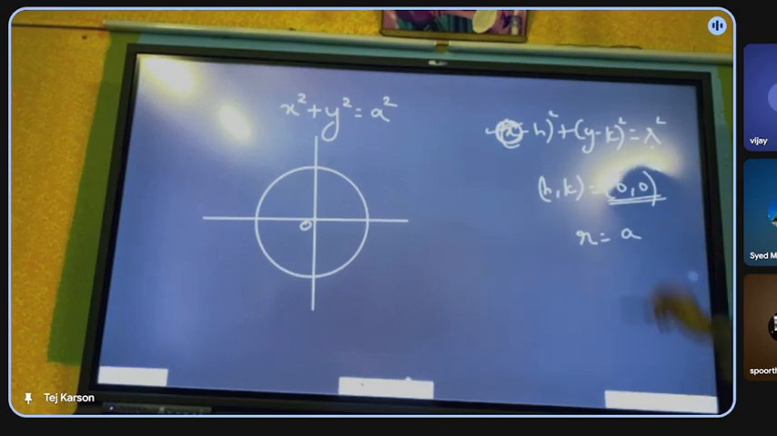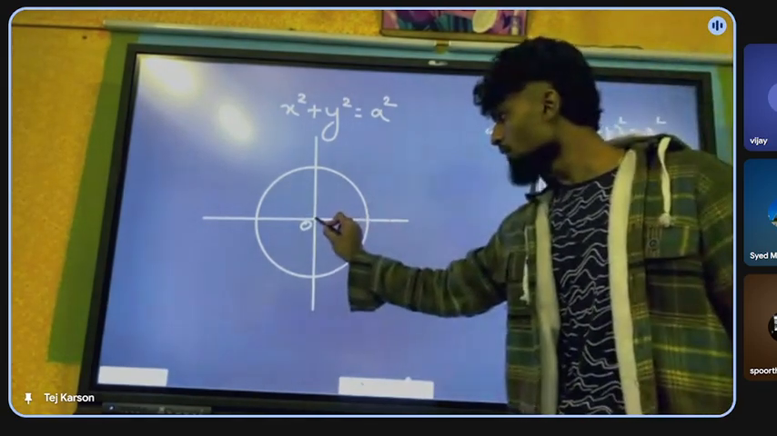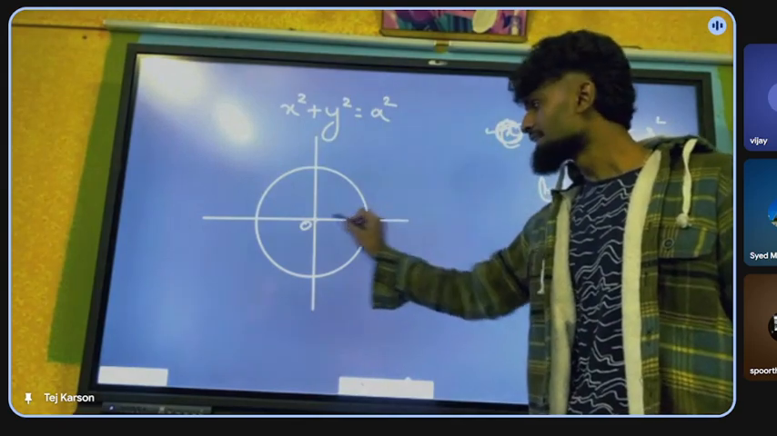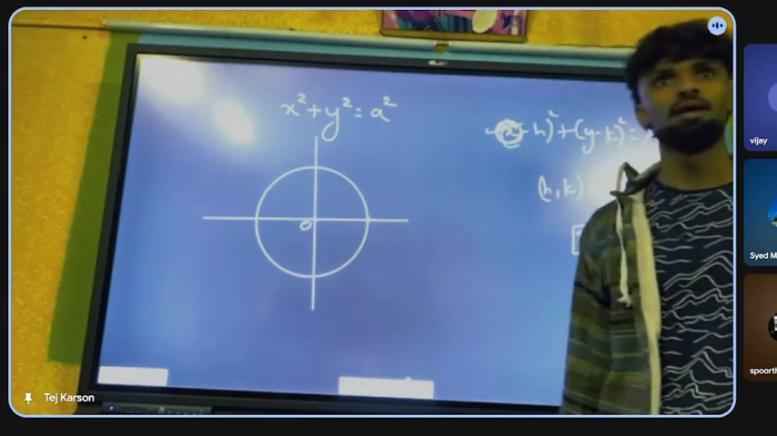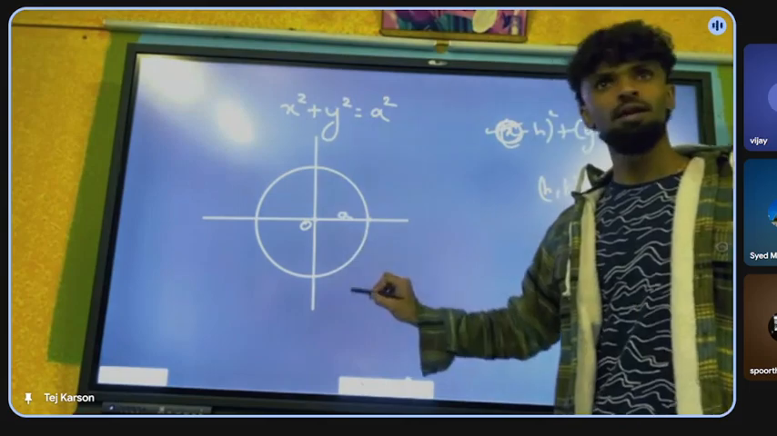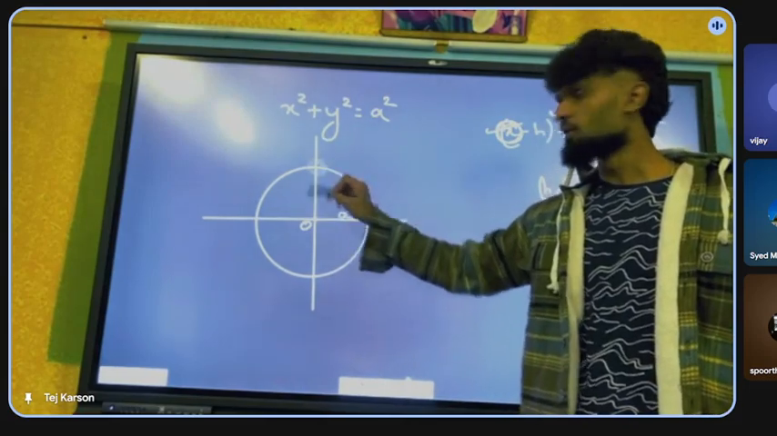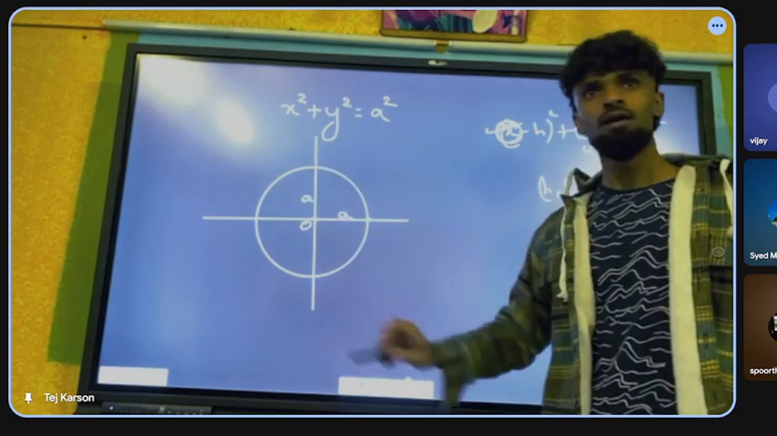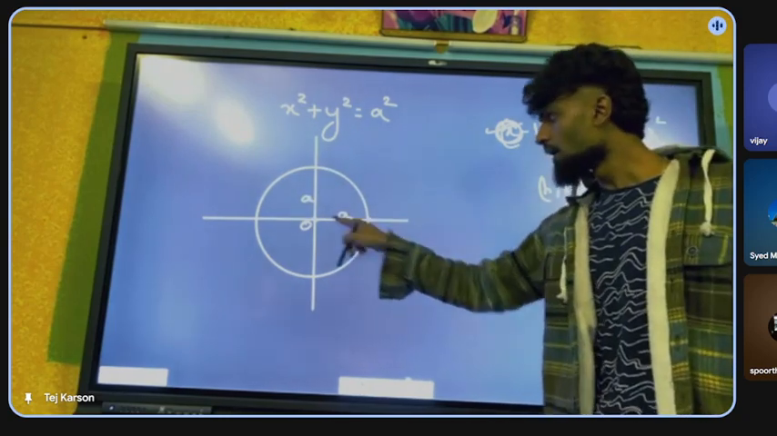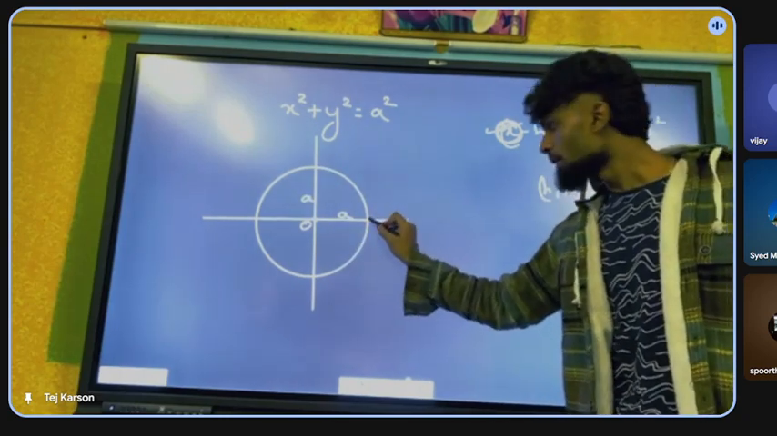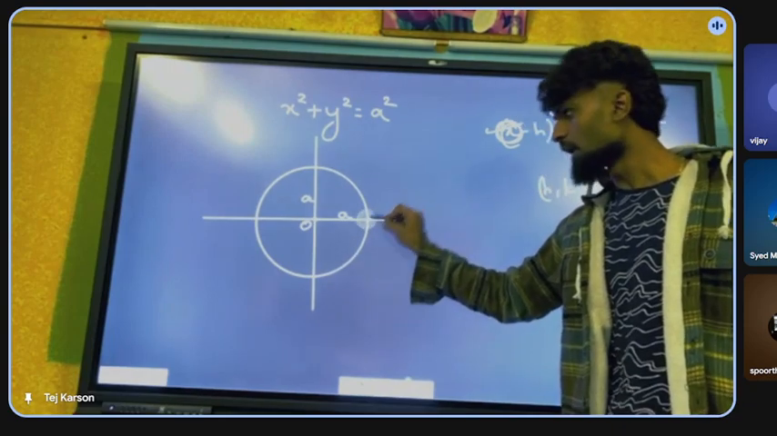If a square equals r square, what is the answer for r? a. What is the meaning of r in terms of a circle? Radius. So can I tell from this point to this point, the distance is how much? a. Correct? From this point to this point, what's the distance? Again a. I am not talking about distance anymore. I am talking about this specific point. I am marking the C.